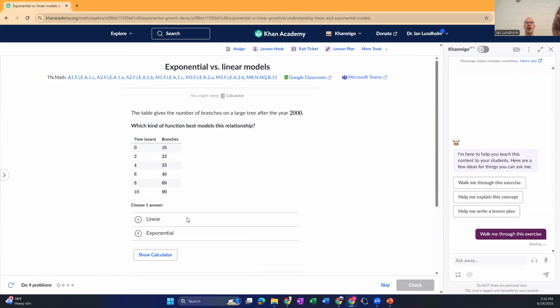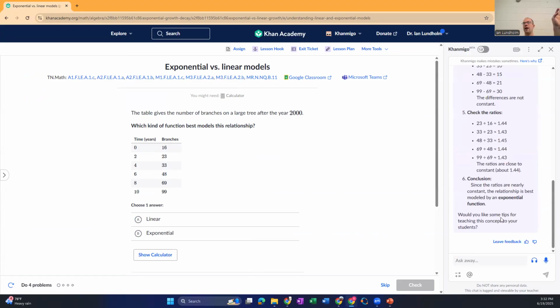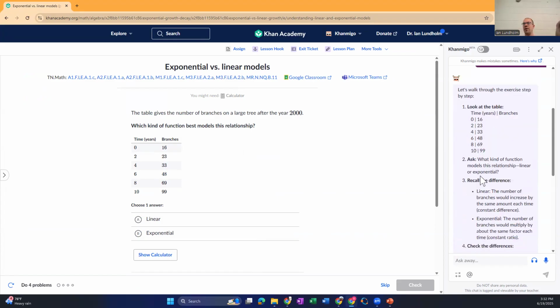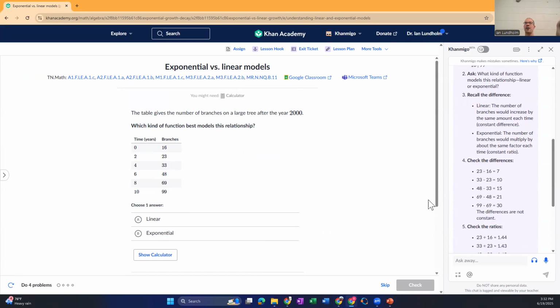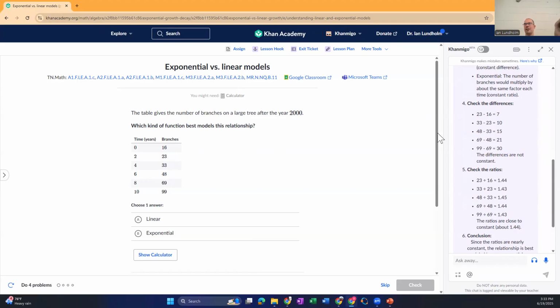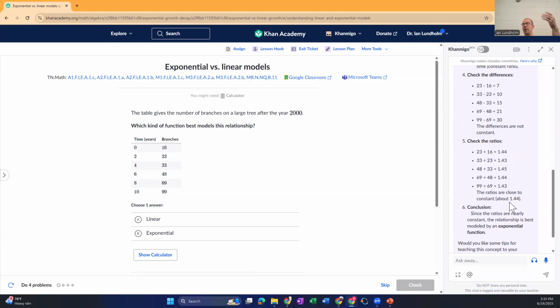What's nice is that Conmigo automatically knows what's going on here. It'll say, hey, we've got this table, and it's asking what kind of function it is. We can check the differences as we go down and see that the differences aren't constant. So, 23 minus 16, 7. All of those are changing, but the ratios are pretty close to being constant. If you've got a constant ratio, that's an exponential. If you've got a constant difference, that means it's linear. This means it's growing by a multiplicative factor over time, which is cool. And this is growing by an additive factor.